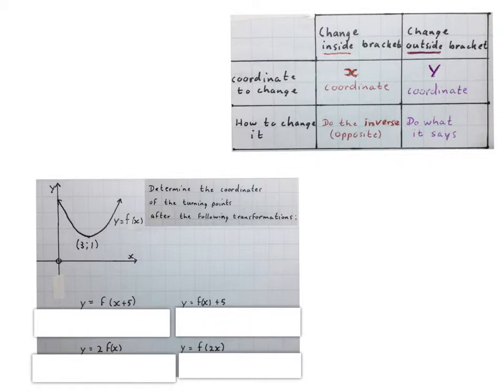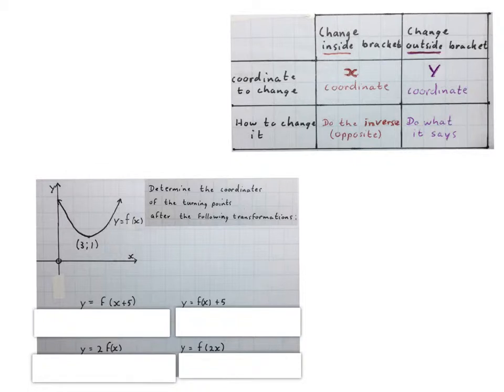The question reads, determine the coordinates of the turning points after the following transformations. And here are 4 possible transformations. To help me solve the problems on transformation, I will use this table with the keys they give me inside it. The key says that if there is a change inside a bracket, it will be part of the x coordinate, and I will do the inverse or opposite of what I see. If there's a change outside a bracket, it will influence the y coordinate, and I will do what it says.